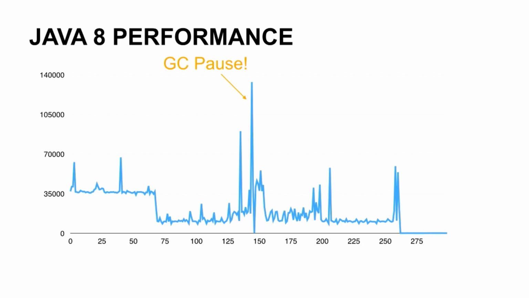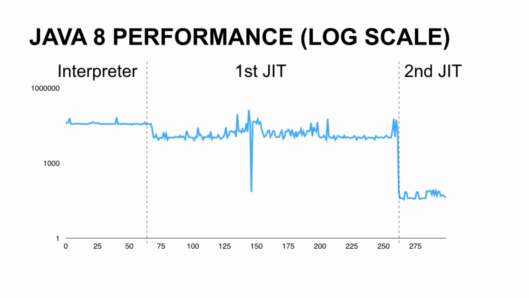When plotting it, I noticed a couple large spikes, and those are GC pauses, which isn't terribly surprising because, after all, we are allocating a large number of objects. A more interesting pattern appears when you put it on a log scale. You could see it in the previous graph, but it's much more obvious when done this way.